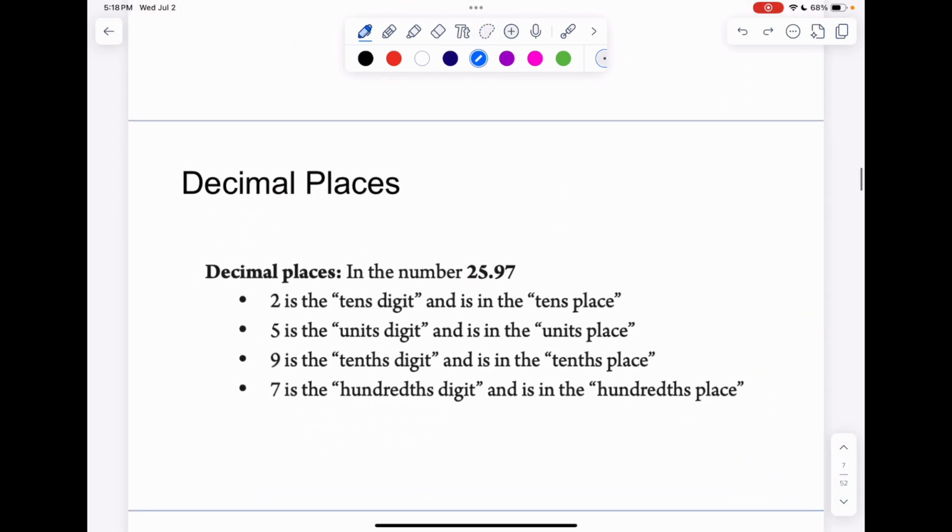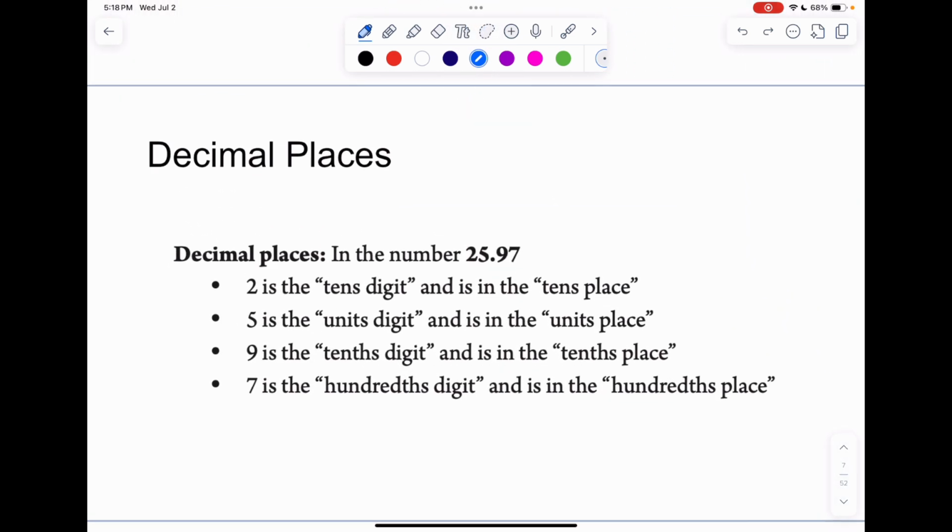Decimal places. They will not test you directly on your decimal places. They will not say what number is in the tens place or the tenths place or the hundredths place, but they will ask you to round off to specific digits, so you've got to know what they are. The number 2 here is in the tens digit. The number 5 is in the units digit or the units place. Sometimes we call it the ones place, but on this test I'll call it the units digit or the units place. The number 9 is the tenths digit, and it's in the tenths place.